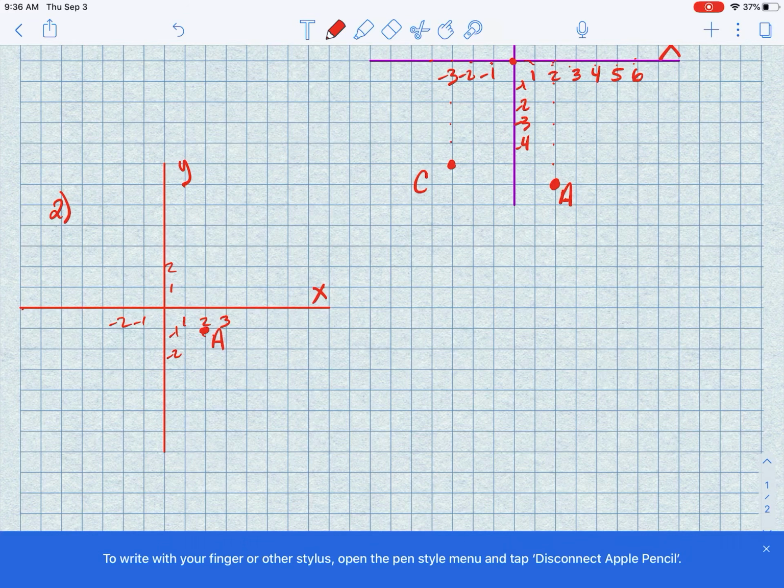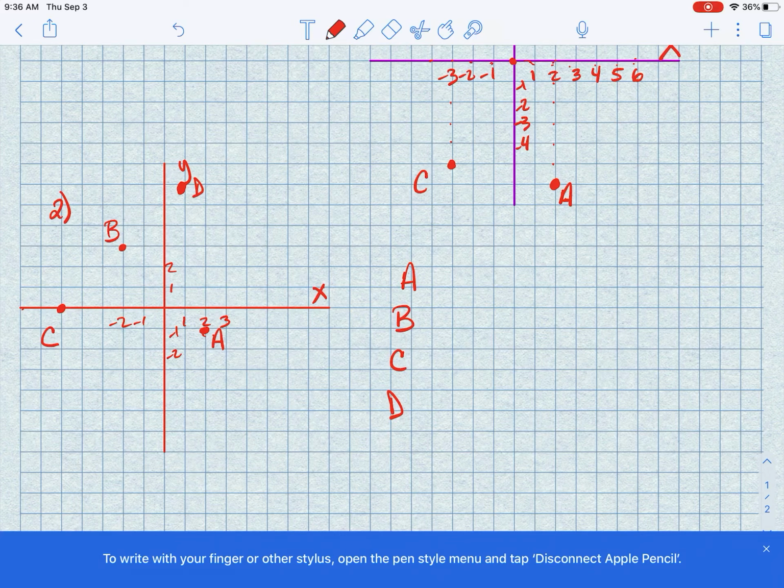We're going to put a point right here. Call it D. We're going to put a point right here and call it B. We're going to put a point right here and call it C. Okay, so we're going to name these points. We have A, B, C, and D.